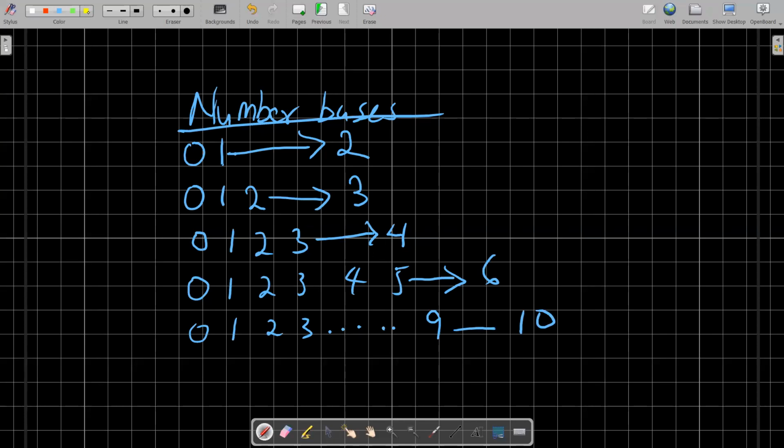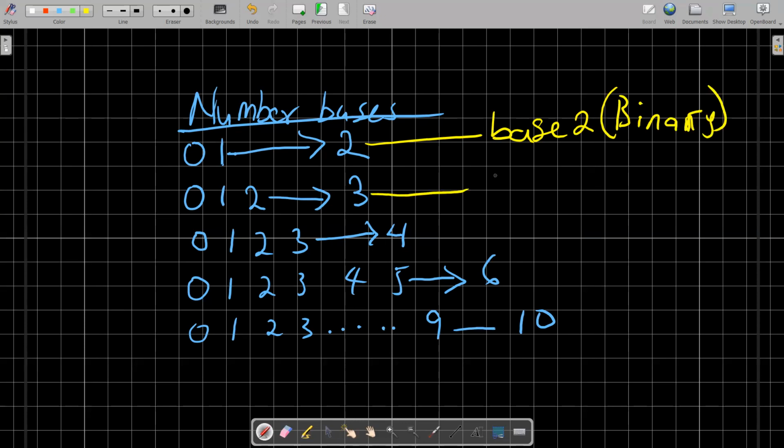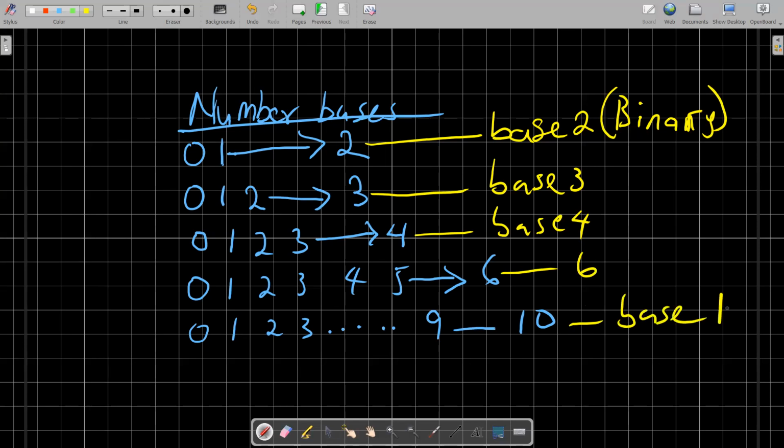Now, because of this, if you're working with numbers, just 0 and 1, you say this is a base 2 number. This is the one you call binary. And this is base 3 number. This is base 4. This is base 5. No, base 6. And this is base 10. And also, base 10 numbers are called decimal numbers.